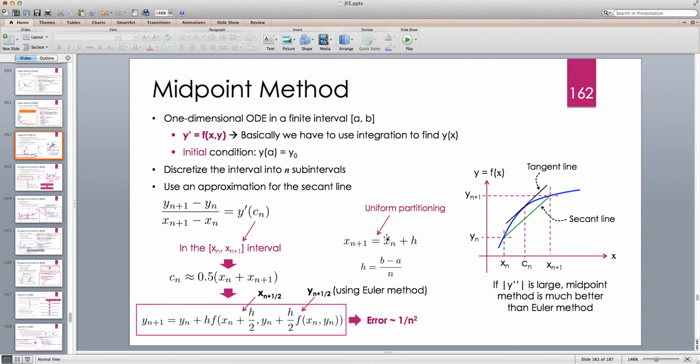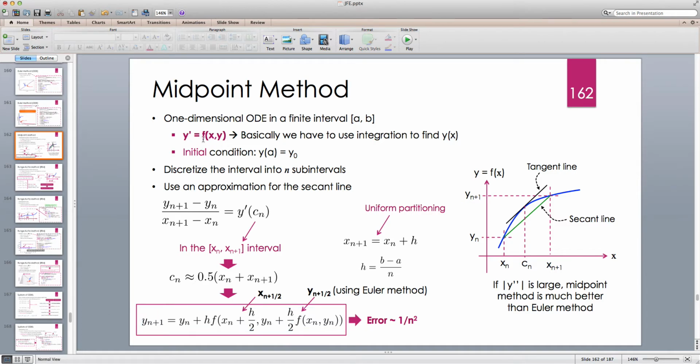Now the question here is, what happens if f of x and y does not depend on y? Then the solution should be an integration of the f of x from a to b, right? But what happens in this case? What do we get actually?